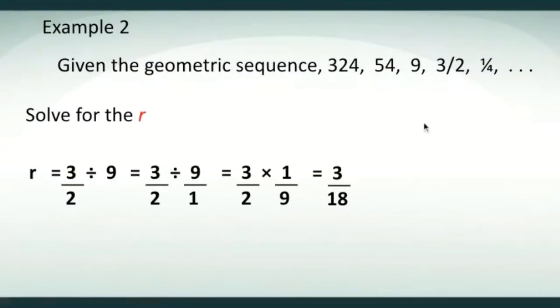1/24. That's very good. So you just multiply 1/4 with your common ratio, which is 1/6. 1 times 1 is 1, 4 times 6 is 24. So your answer, or your next term, is 1/24. Okay?